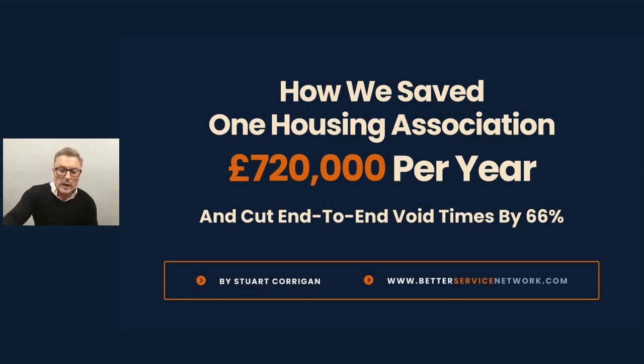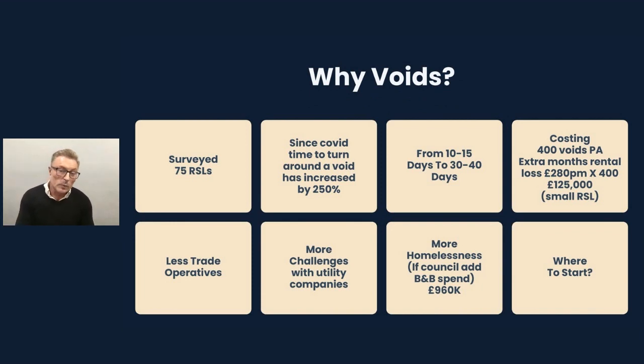So why voids, and why voids now? Well, we did a recent survey of 75 housing associations, and what they told us was that the time to turn around a void, especially since COVID, has increased dramatically by 250%. It's gone from about 10 days up to 30 to 40 days. If you take a small housing association with, let's say, 400 voids, I reckon that's costing them an extra £280 per month, about £125,000 a year in lost rent.